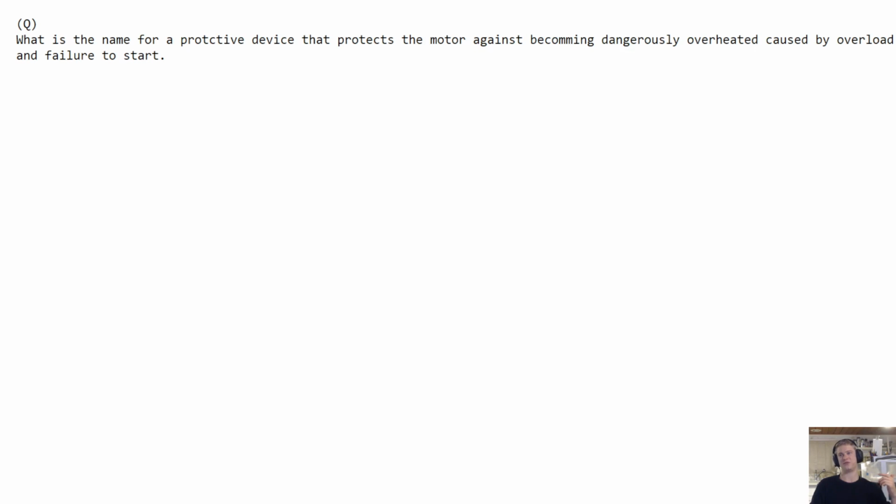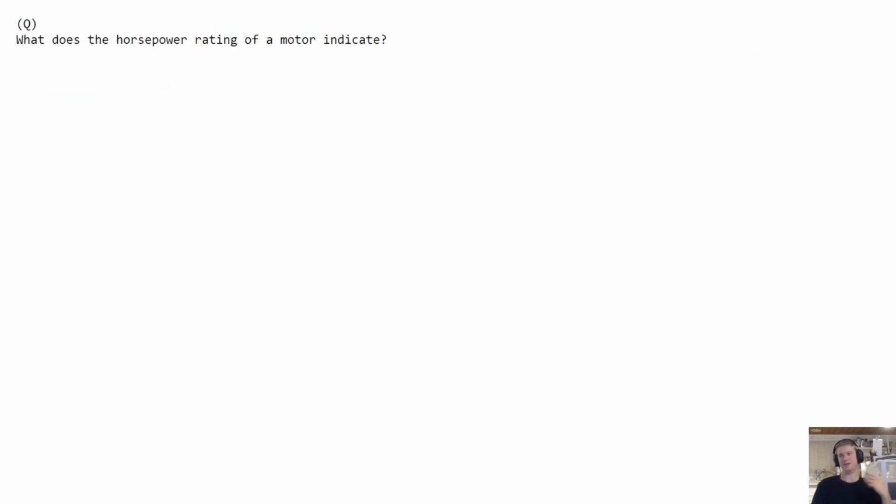Next, what is the name for a protective device that protects the motor against becoming dangerously overheated caused by overload and failure to start? This would be called a thermal protector. Next, what does the horsepower rating of a motor indicate? And this is the output of the motor. Next, how many meter or meters would be the minimum amount able to measure power in a three-phase system? The answer would be 1 watt meter.